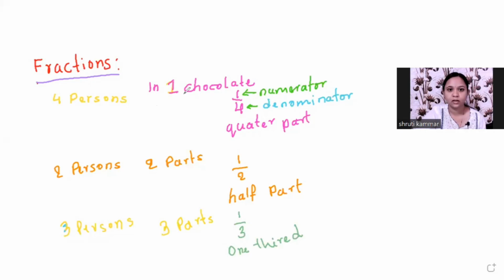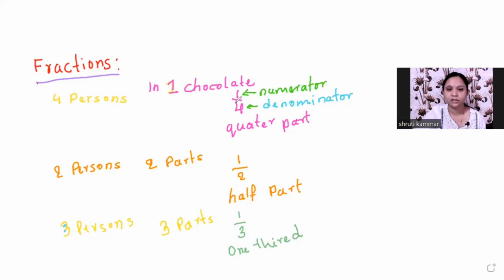If I want to divide this chocolate among 2 persons, then how will I divide? I just divide this chocolate into 2 parts. One person will get 1/2, the other person will get the other half. Now let's share that one chocolate among 4 persons.